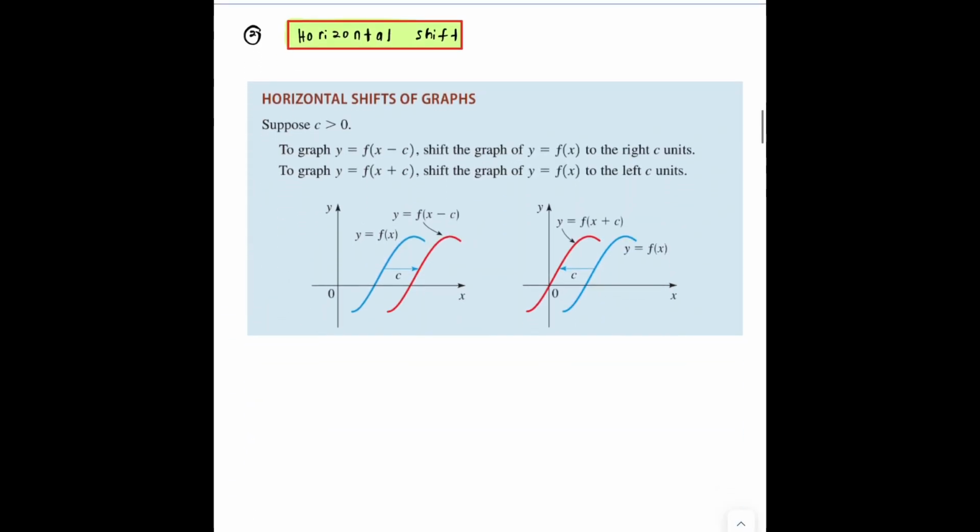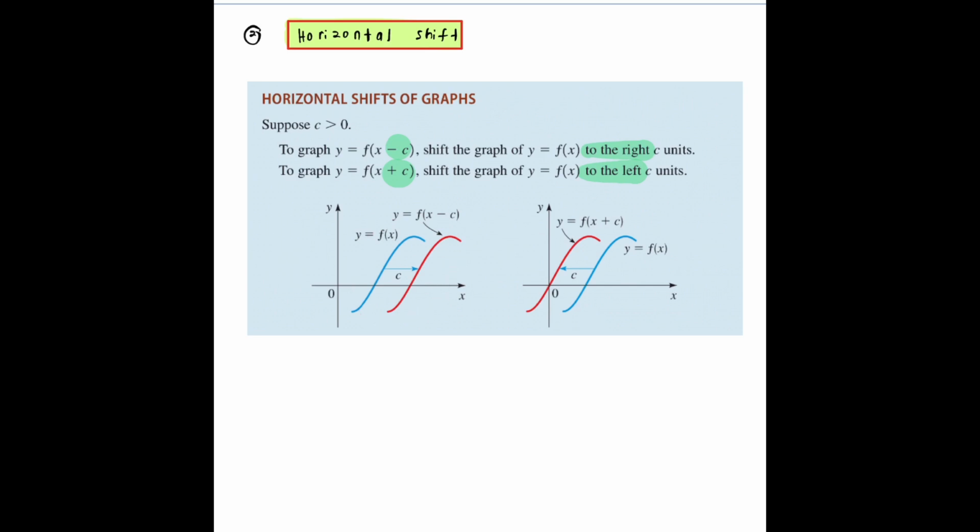The second method we call the horizontal shift. Still shifting, but this time it is horizontal. So how to know whether your graph is having a horizontal shift? Okay, look at this function. You have minus c, but this time it is inside the function. Inside the bracket means inside the function. So your equation has minus c inside. What happens to your graph? Moving to the right side, c units. If you have plus c inside, your graph will be moving to the left, c units.